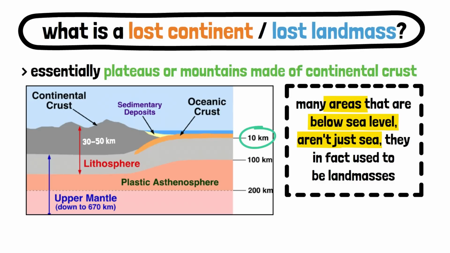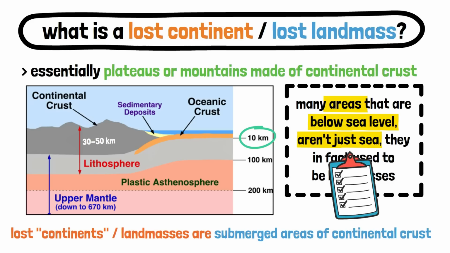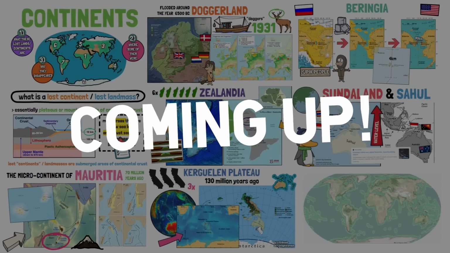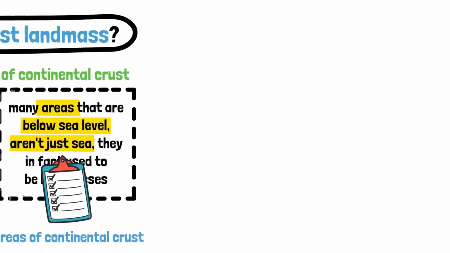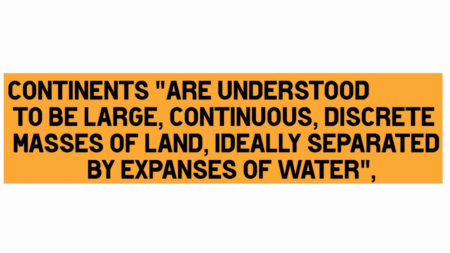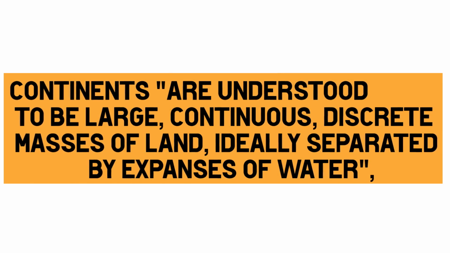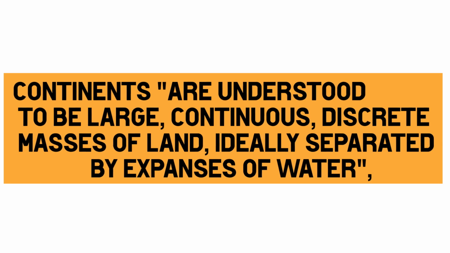So now that we understood what these lost continents are, or lost areas of continental crust belonging to existing continents or islands throughout the world, let's list out a few of them and check where they were. Whether they would all be continents per se or simply land masses is, I guess, an important question. By convention, continents are understood to be large, continuous, discrete masses of land, ideally separated by expanses of water. Some of these are big and or separated by water, others not so much.